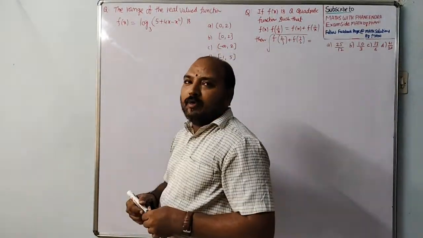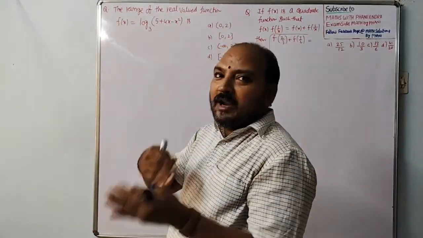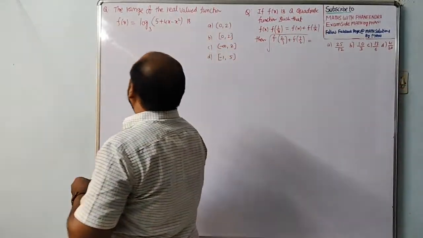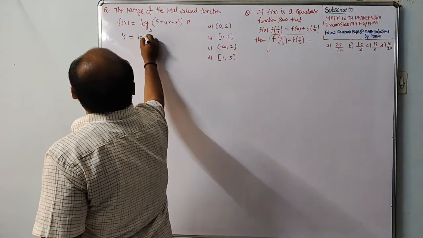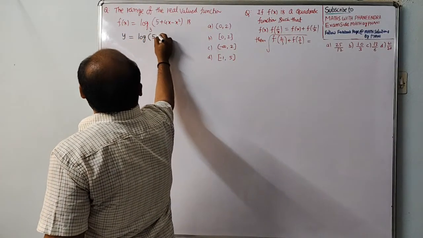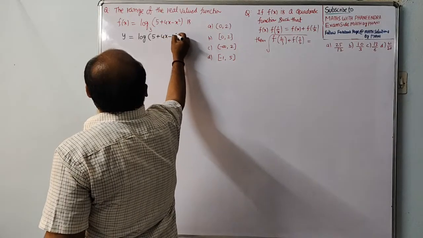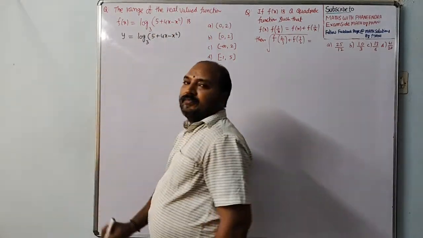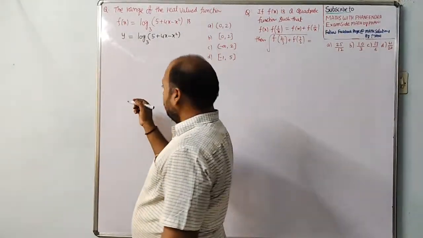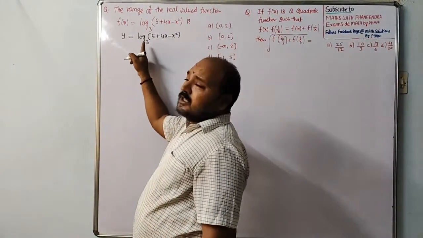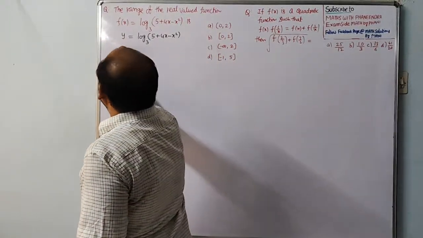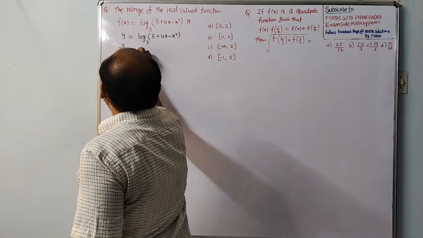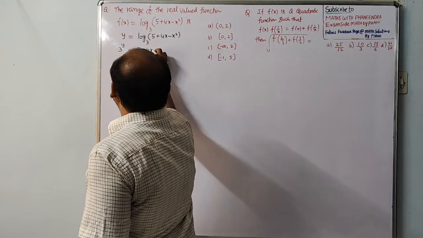Here also I want to go from domain to range. How are we going to calculate? See that. F of x I am taking as y. Y is equal to log of 5 plus 4x minus x squared to the base 3. This is the logarithmic form. We are going to convert it into the exponential form. 3 power y is equal to 5 plus 4x minus x squared.